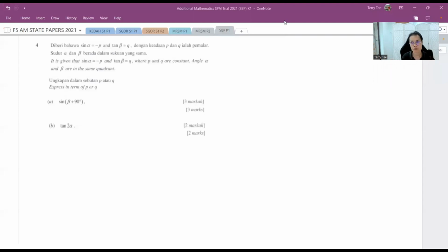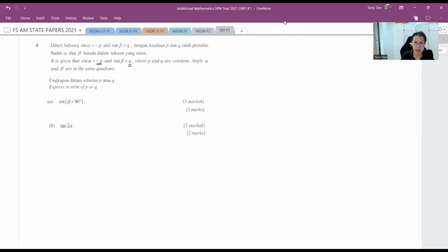Question number 4, this is Form 5, Chapter 6, Trigonometric Function. So given sine alpha is -p, tangent beta is q, both alpha and beta are in the same quadrant. Now notice, maybe the question should mention that p and q are positive constants, right? We can tell from here, if p is a positive constant, your sine will be negative, and your tangent is positive.